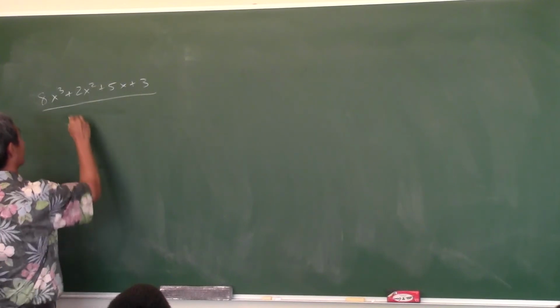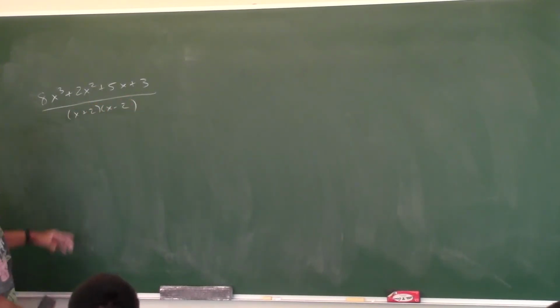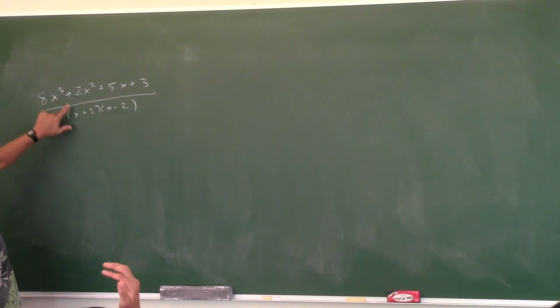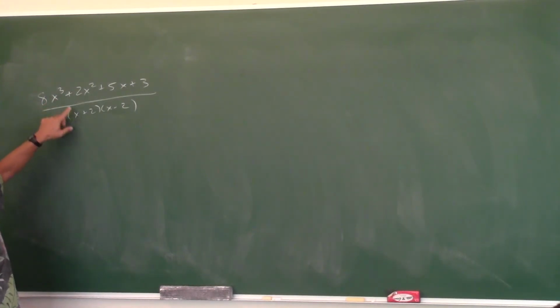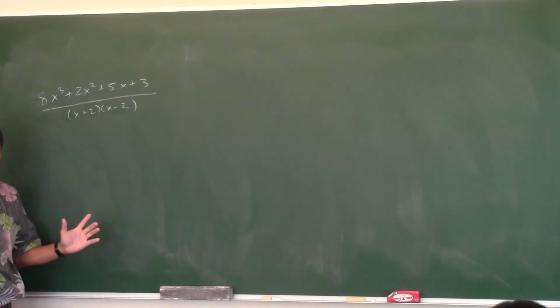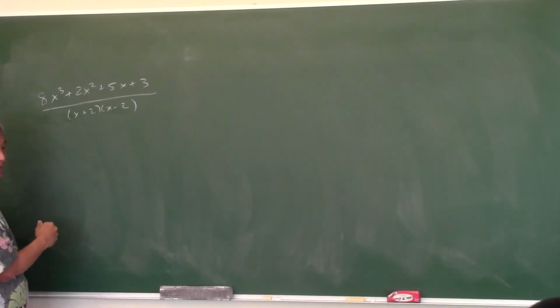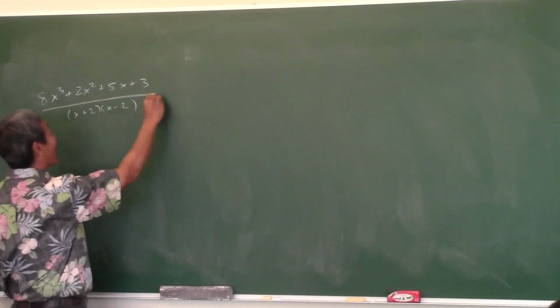Why don't I just factor it already? x plus 2 times x minus 2. Okay? Look, the degree of the top is 3, the degree of the bottom is 2. If the degree of the top is not smaller than the bottom, you cannot even start partial fractions already. So you have to divide before you even start the problem. You guys understand? Because this means divide.